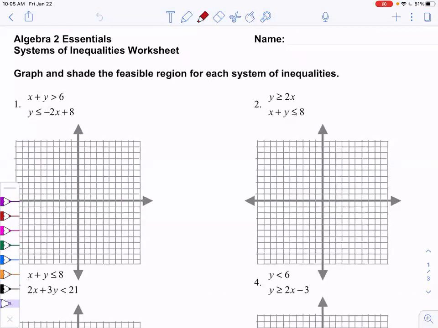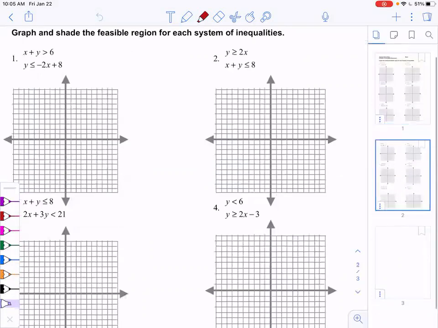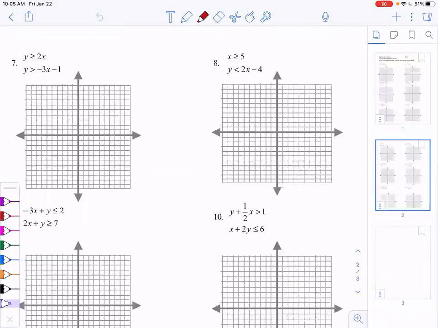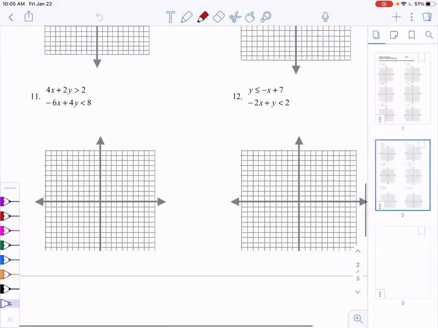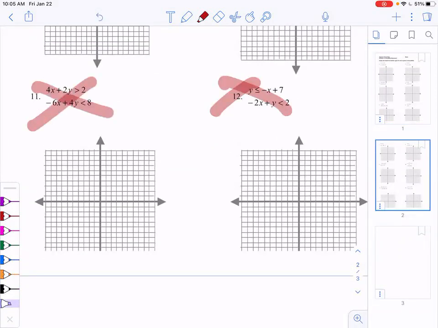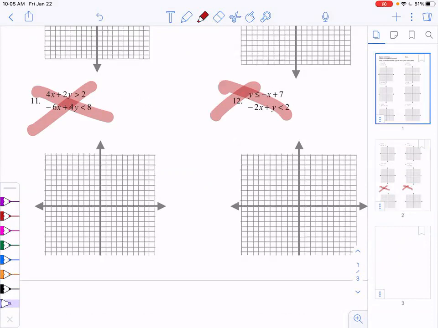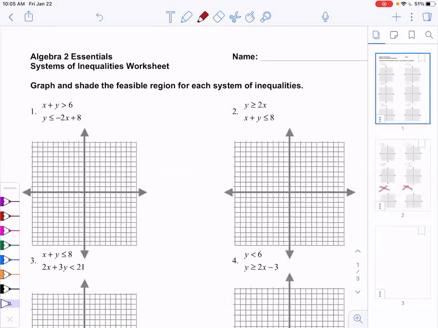You only have to do the first 10 problems. There are 12 on here. You can cross the bottom 2 off unless you feel like, hey, I want to do an extra 2 problems. So you don't have to. 1 through 10 is what I'm asking you to complete, not 11 and 12, unless you want to do them.